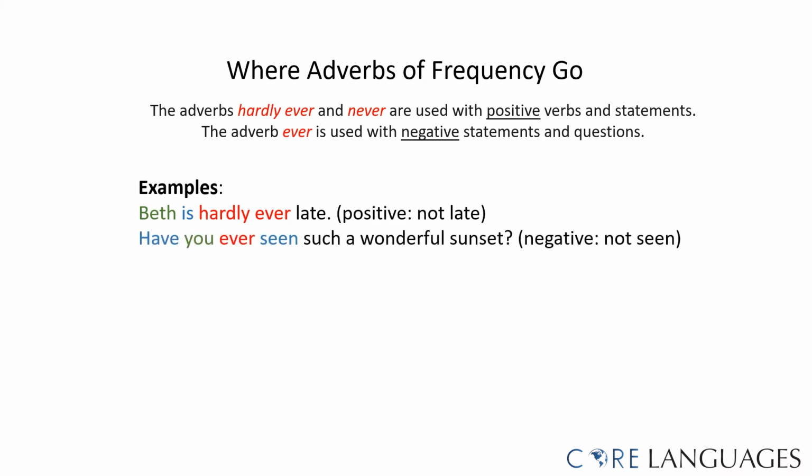Have you ever seen such a wonderful sunset? This could be considered a negative sentence because we assume that the person has not seen such a wonderful sunset. I have never been scared of spiders. This could be considered a positive sentence because the person is not scared and has not been scared of spiders.